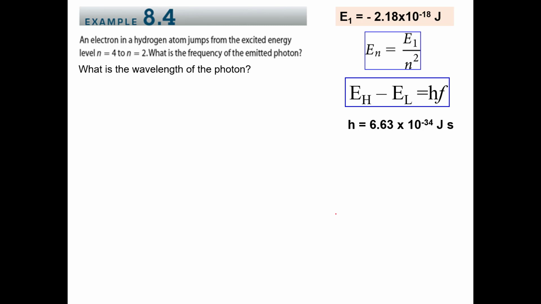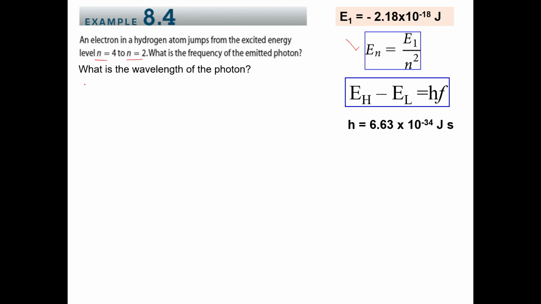Then the first thing we need to calculate is the energy that corresponds to n equal 4 and the energy for n equal 2. How will we calculate this? We will use this equation. And we know that E1 equals negative 2.18 × 10 to the power minus 18 joules in case of the hydrogen, as this is the energy for the first level. Then let's calculate the energy for n equal 2 and n equal 4.